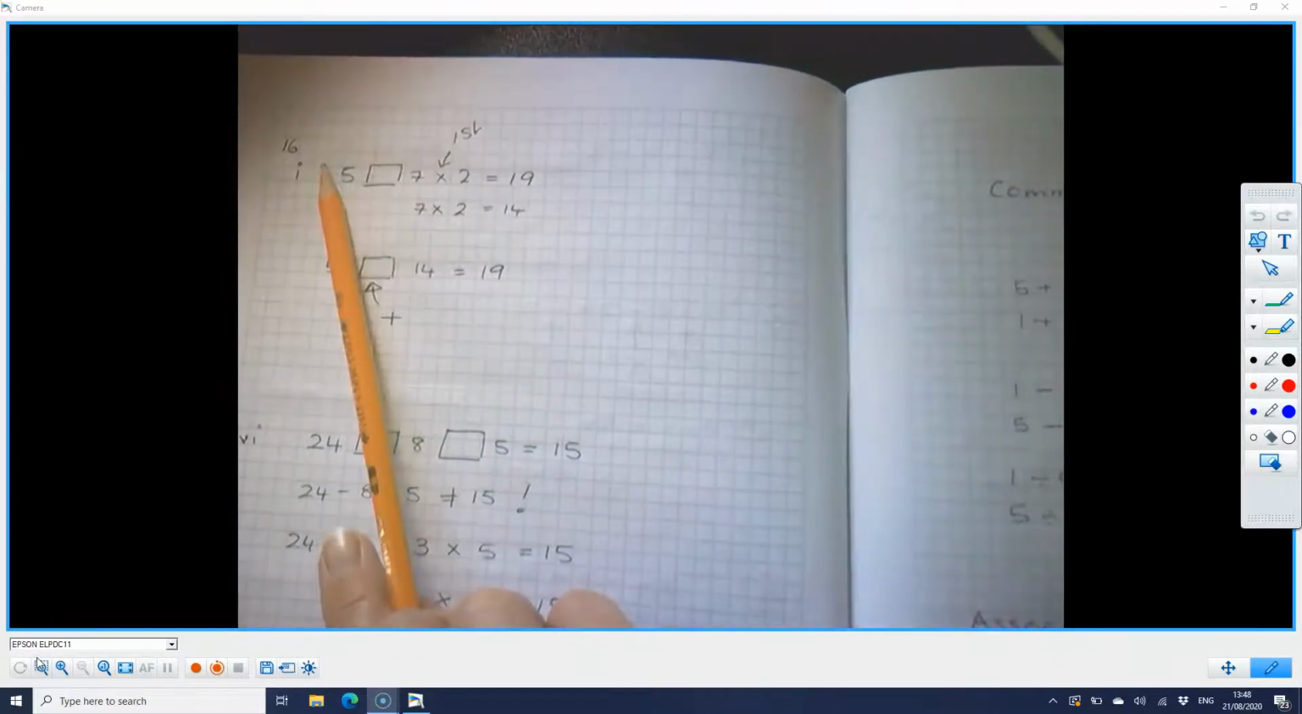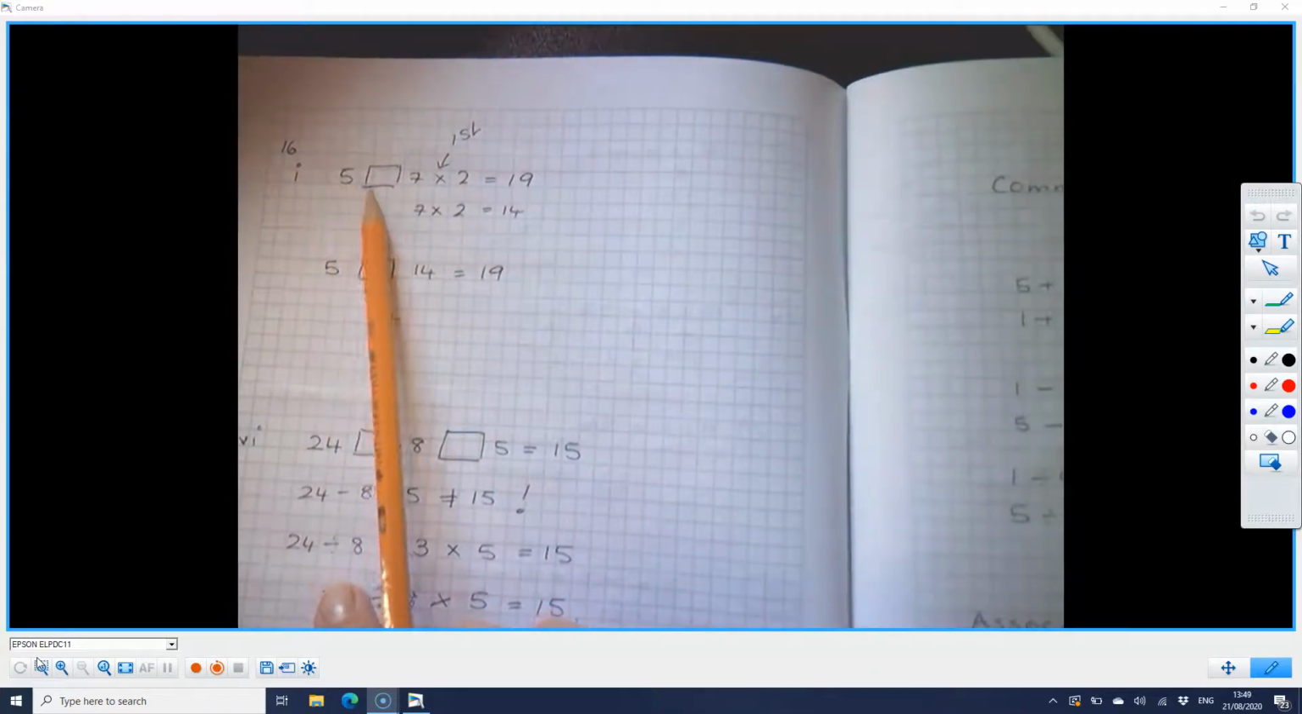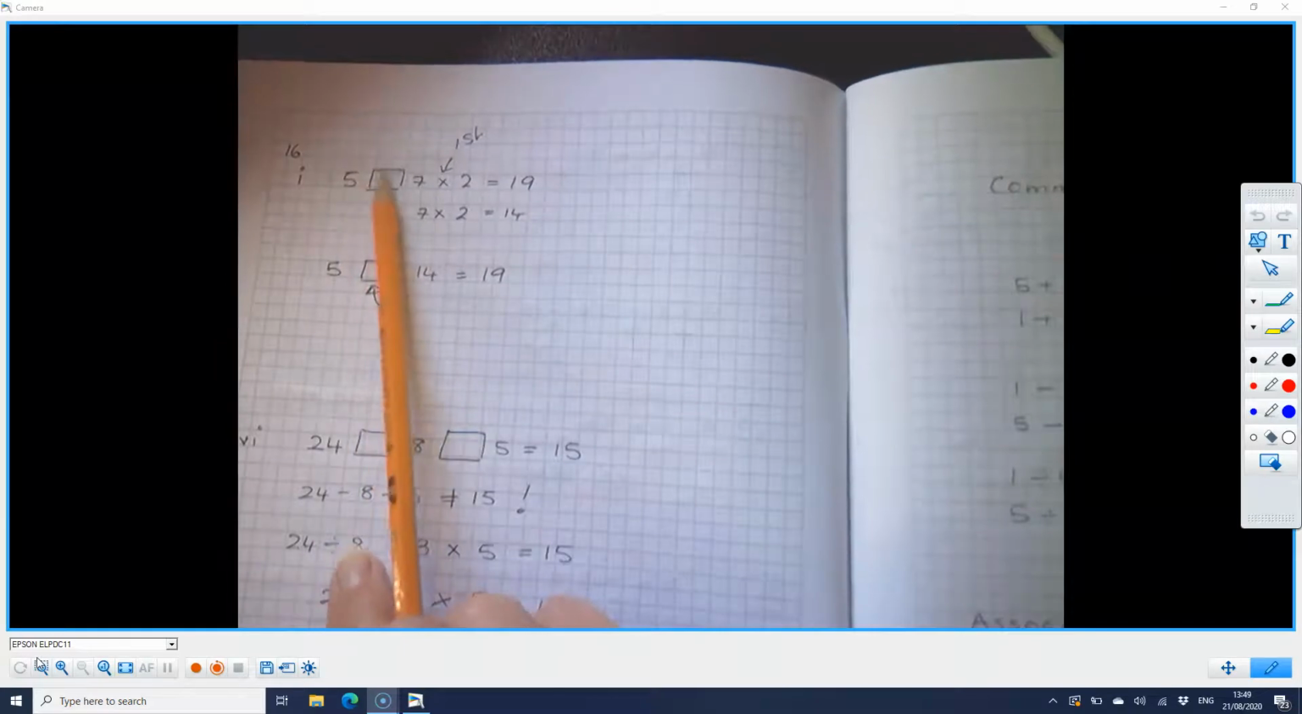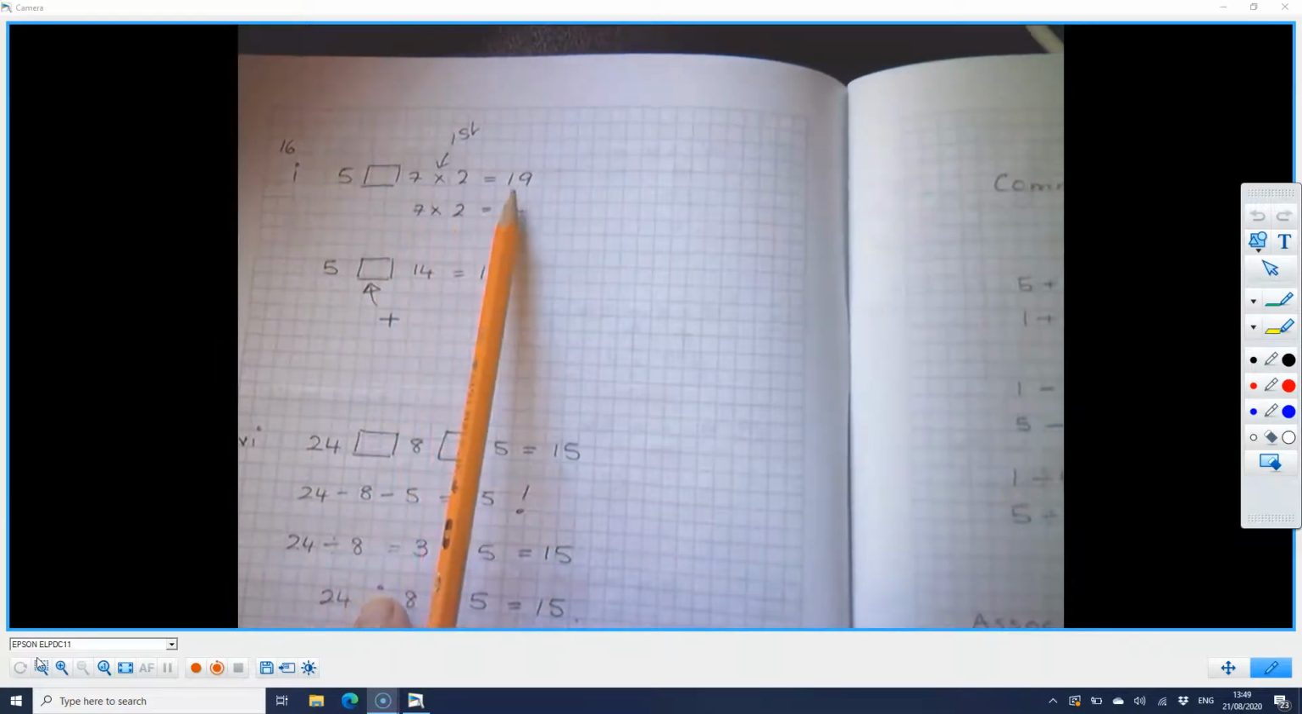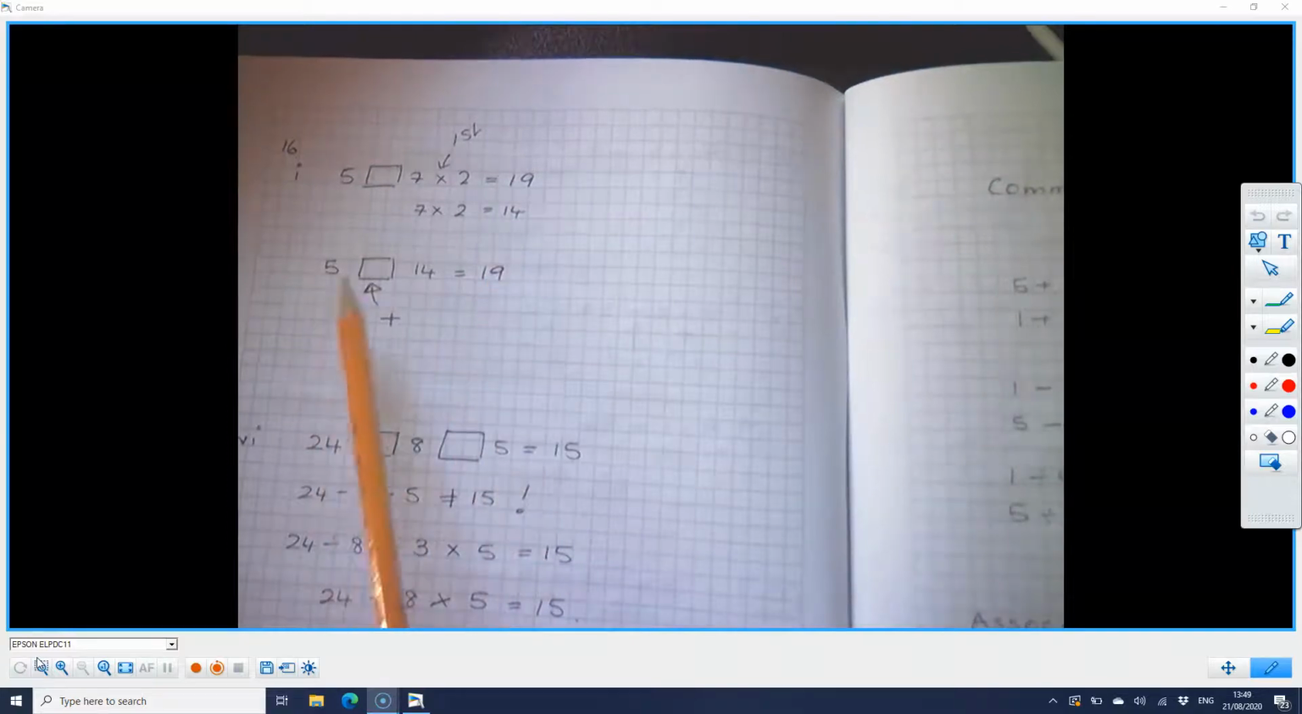Right, so in this one they've left boxes. Right, so you've got 5, some operator, 7 times 2 gives you 19. So this is a multiply sign, so you know you're going to be doing that first. So you go 7 times 2 gives you 14. So then the question is 5 what 14 gives you 19. So the answer would be plus. So 5 plus 14 gives you 19.